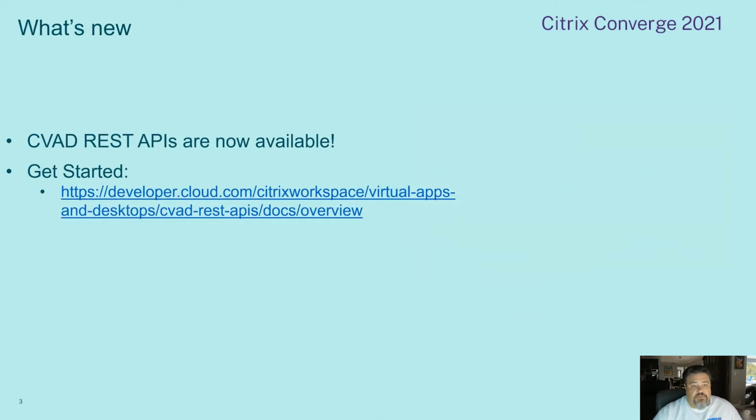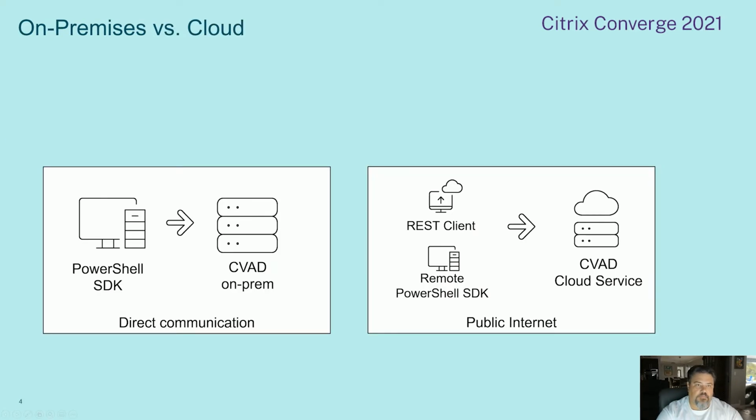So what's new? Today we're happy to introduce that our CVAD REST APIs are now GA. They're available on our website. You can go to developer.cloud.com, go to the CVAD section, and you can see the REST APIs there. They've been in tech preview for quite some time, so I'm sure many of you have already tried them. If you have, that's great. Just know that all the docs and everything that's there today is live and you can go and get started.